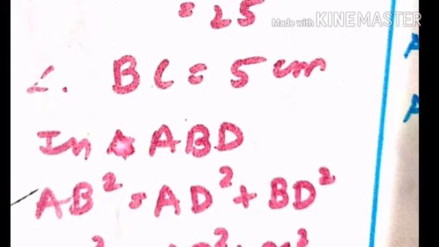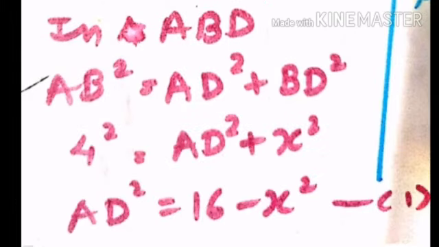So I am using now in triangle ABD again Pythagoras theorem. So AB square is equal to AD square plus BD square, and substituting values in it, like AB is 4 and BD is x, and we do not know AD value. So we have 4 square is equal to AD square plus x square. Now AD square is equal to 4 square, which is 16, minus x square.